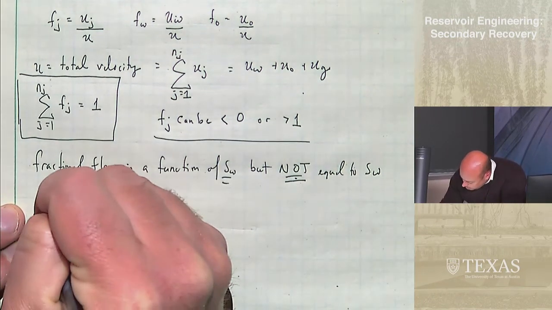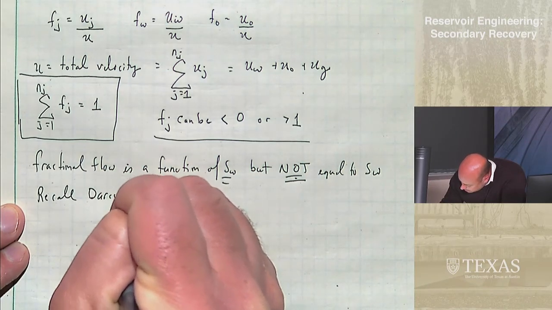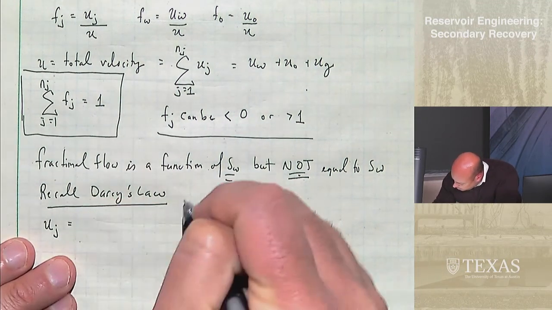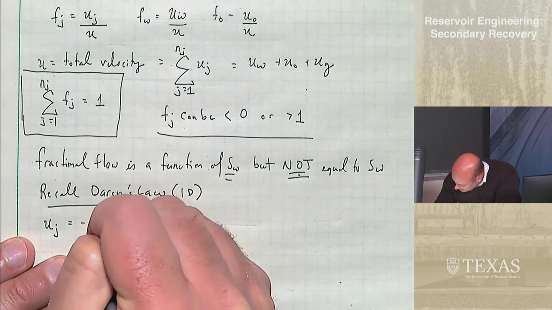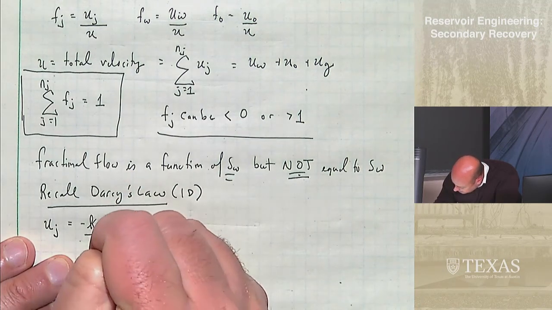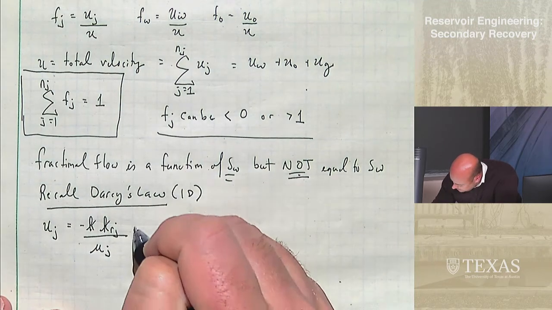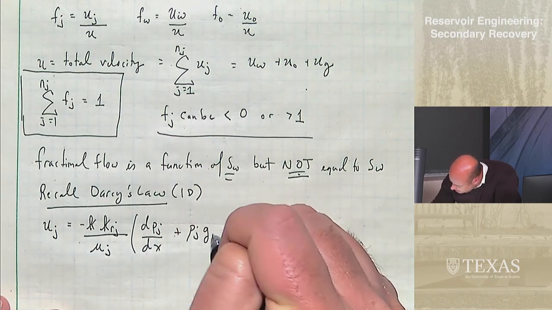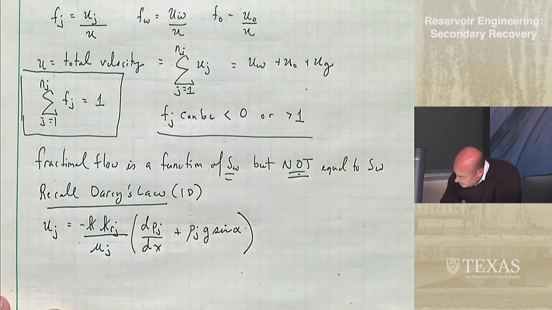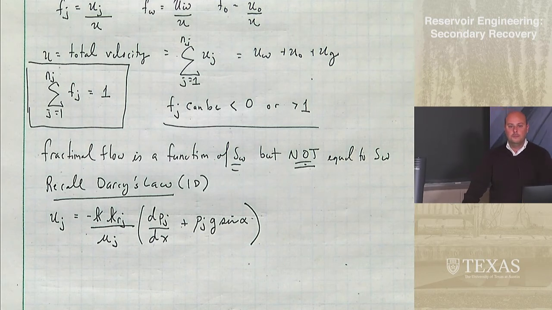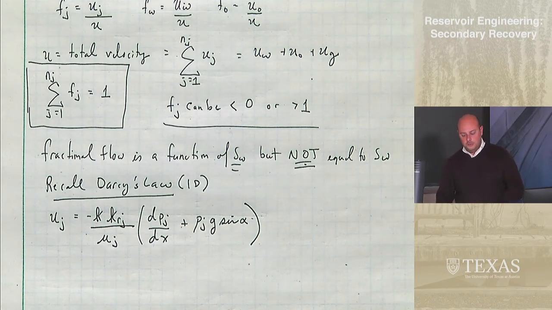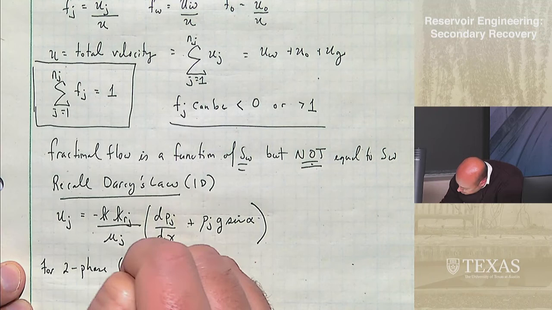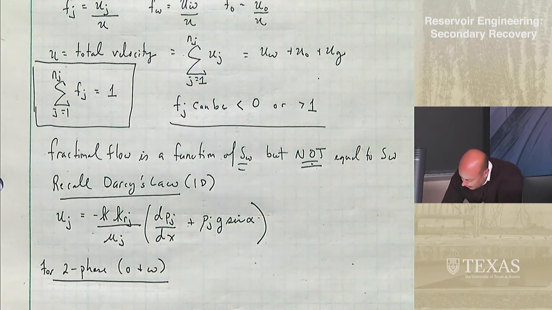So to derive this, let's recall Darcy's law. Uj, that's the velocity of the phase, and I'm going to do it in 1D. Darcy's law in 1D is minus K, KRJ, that's the relative permeability, divided by the viscosity of J, times dPj dx plus rho g sine of our dip angle. That's Darcy's law in multiple phases. And we could write J is equal to W and J is equal to O, and I'll do that. So I'll say for two-phase oil and water, I'm going to rearrange this a little bit.